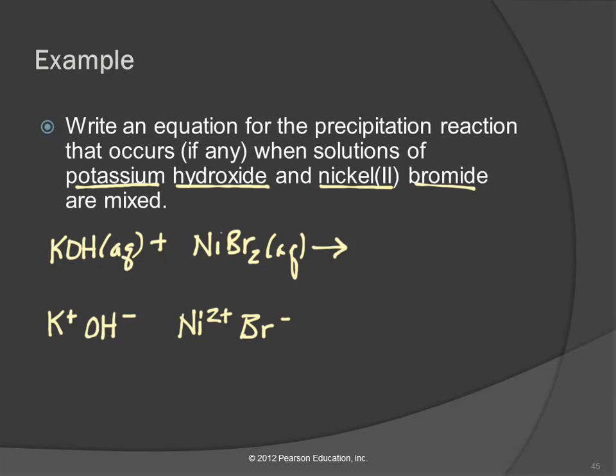Any questions yet? So those are the reactants. You could imagine one beaker with potassium hydroxide solution, one beaker with nickel bromide solution. And then we're going to pour them together and see what happens. So what we're going to do is we're going to swap partners.